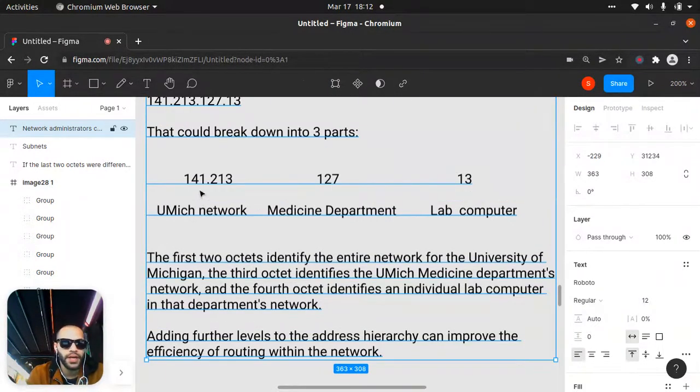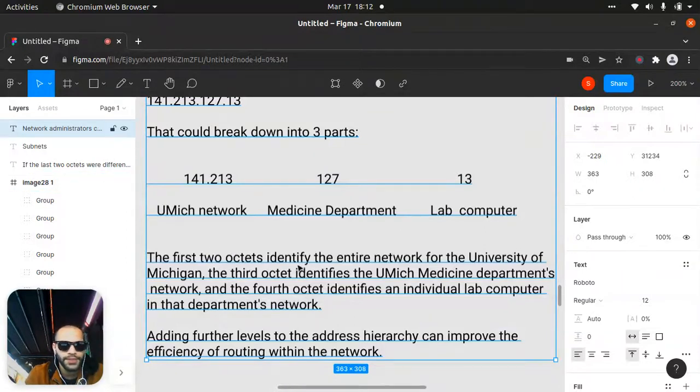What's different there? Well, the first two octets will be the unique network. The third octet will be the medicine department. The 13 will be a lab computer. So 14 can be a lab computer, 15 will be a lab computer. Maybe this 128 also will be the medicine department and other things. This is not important for now. You just need to understand how we are separating all these IP addresses into a hierarchy.